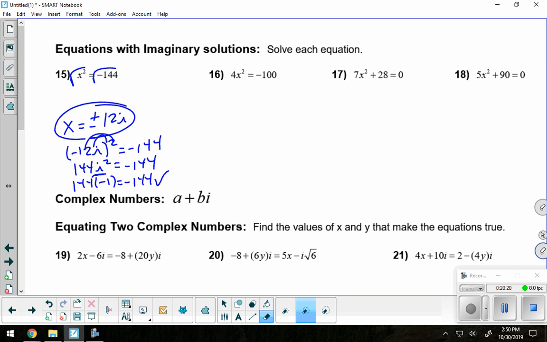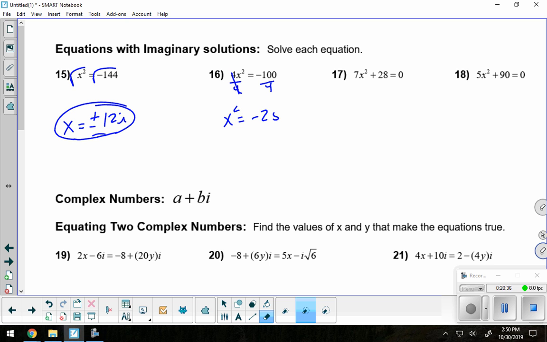So they both work. Okay? So whenever you take the square root of both sides of an equation like that, you should get two solutions, both positive and negative. So number 16, similar approach. But start off, divide both sides by 4. So basically you get x squared by itself. So you have x squared equals negative 25. Now take the square root, where you get x is equal to positive and negative 5i as your solution.